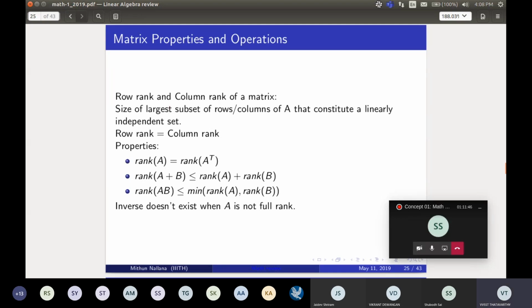So what you say is that the rank is the largest subset of rows of A that constitute a linearly independent set. So what do you mean by linear independence in general? Earlier we have seen that any vector can be represented as a linear combination of other vectors. Now if you have a vector that cannot be represented as a linear combination of any other vectors, then you can say that it is linearly independent.